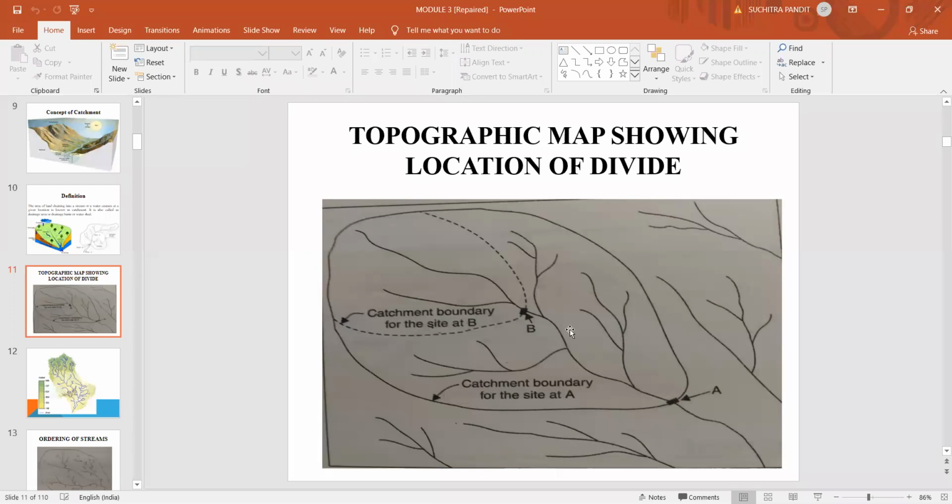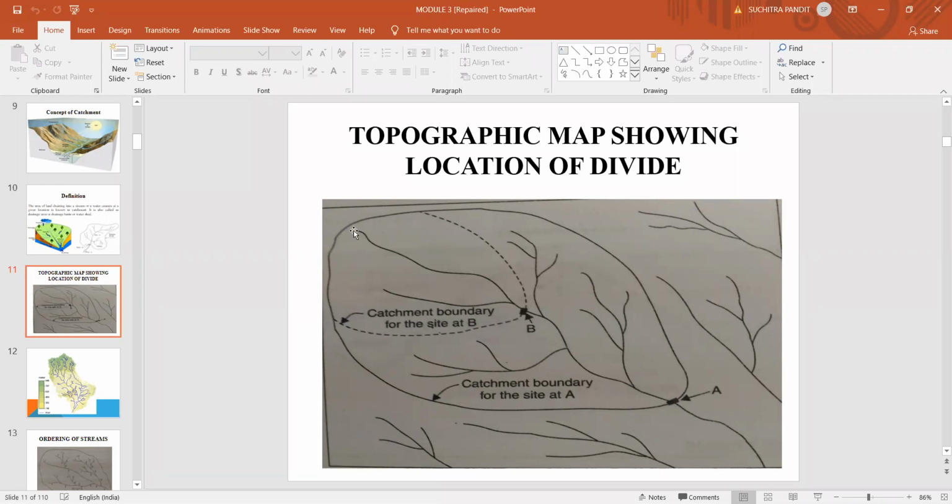Now here, you have two sites, that is, one is site A and the other one is site B. So this dotted line refers to the boundary line for this site B, and the remaining area refers to site A.